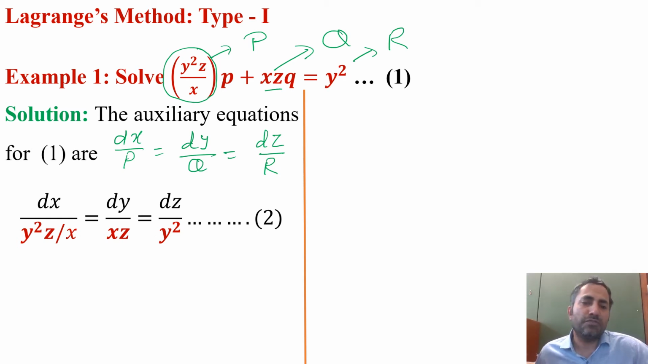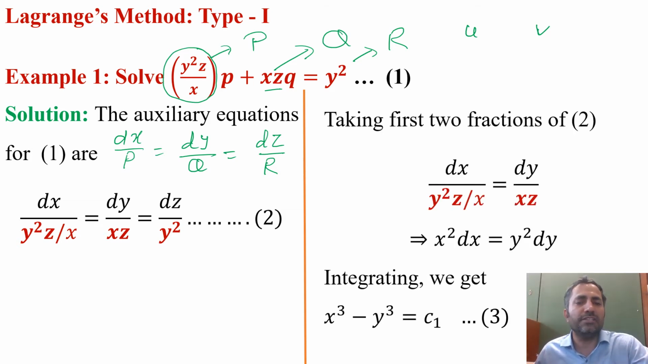Now our part is to find u and v. To find u and v, we take any two fractions. For example, if we take the first two fractions, the purpose of taking two fractions is to formulate a differential equation. It will not remain a partial differential equation. By taking the first two, we get dx upon y square z by x and dy by xz. So what happens, these two z will be cancelled here. This x you can put here.